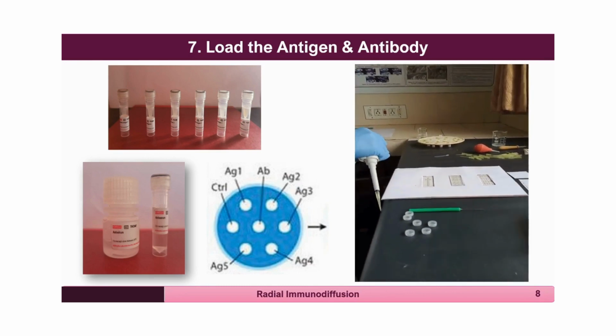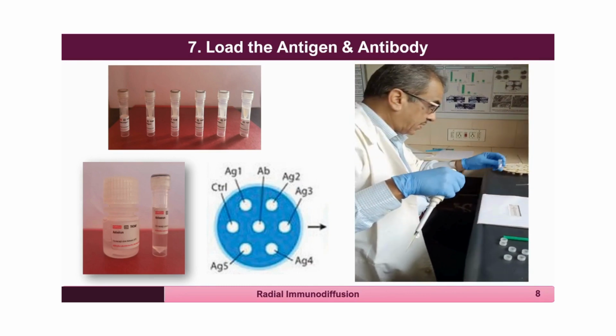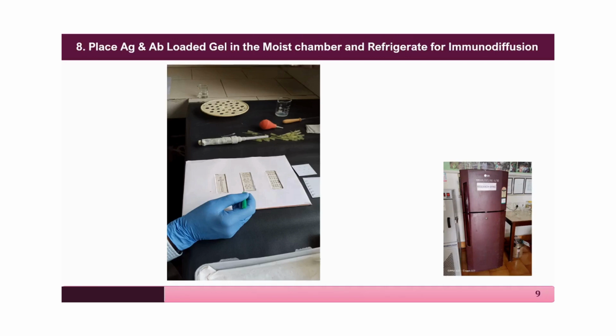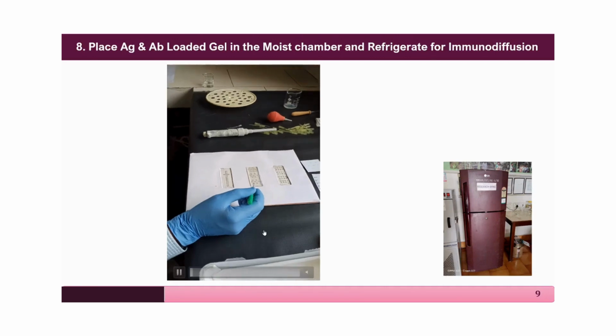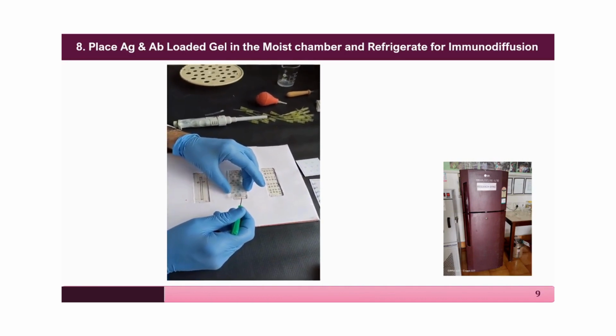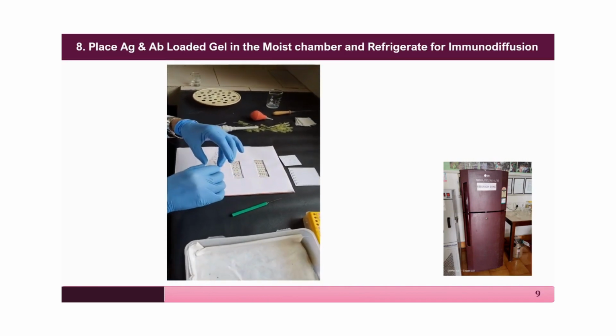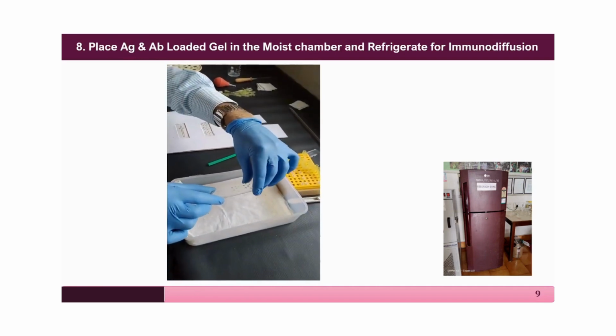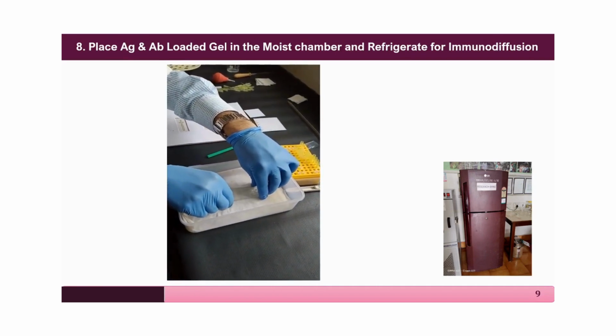The slide is now loaded. In the peripheral wells, antigen was loaded. In the central well, antibody corresponding to test those particular antigens has been loaded. The slide has to be kept back now in the moist chamber. Remove the slide gently by lifting it from the stencil without disturbing the agarose. Keep it in the moist chamber.